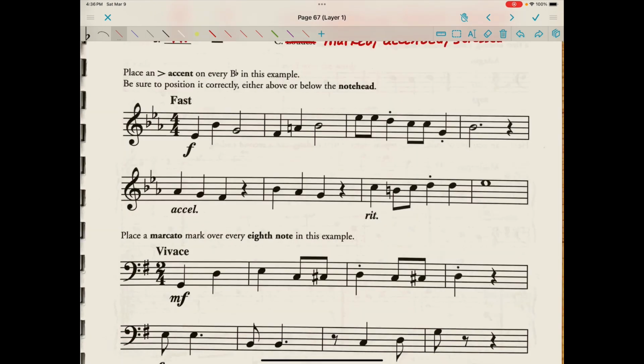Place an accent on every B flat in this example. Be sure to position it correctly, either above or below the note head. So first of all, we're in treble or G clef. Remember that the treble clef has this curly Q action that reminds us that line 2 is important. If we were to put a note there, it would be a G. And from there, we can decode all the other notes on and above and below the staff.